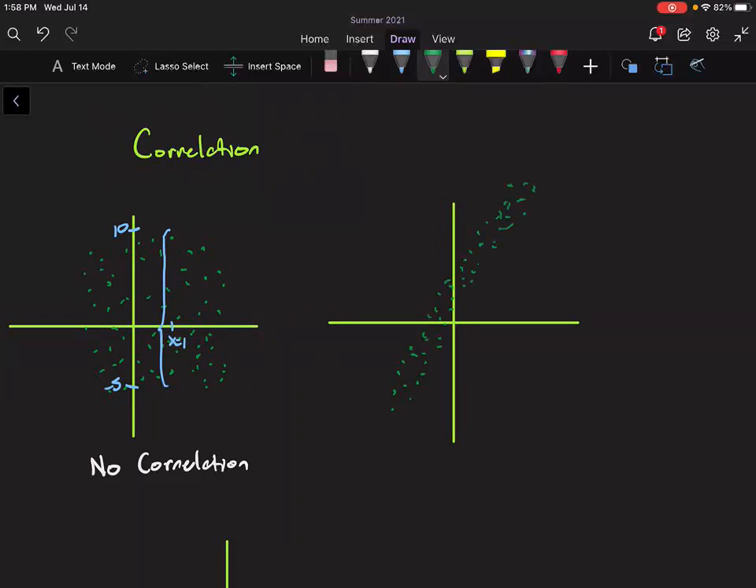So this is data that's pretty highly correlated. And this is positive correlation. And when we have correlated data, we can find the line of best fit. And that helps us predict what our values are going to be. And here's what that means.